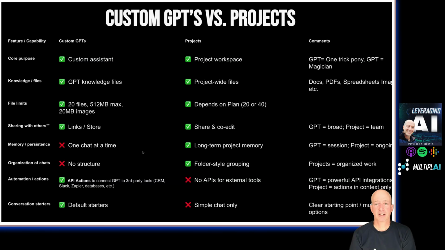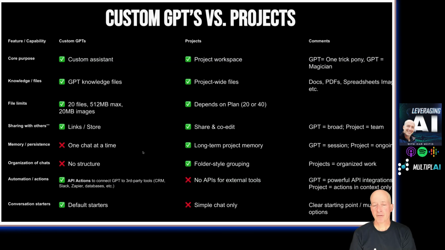And then the second thing is conversation starters. We talked about this, that you can create these buttons inside of a custom GPT that will explain what to do, or that can start at a different starting point inside of the custom GPT. This does not exist in projects, at least yet. So what does that mean? It means that for the vast majority of use cases, projects are right now a better option than custom GPTs.